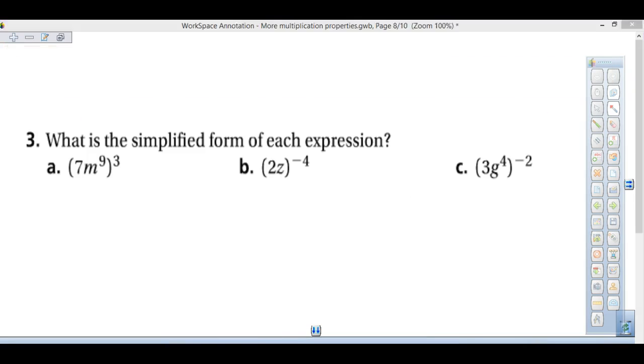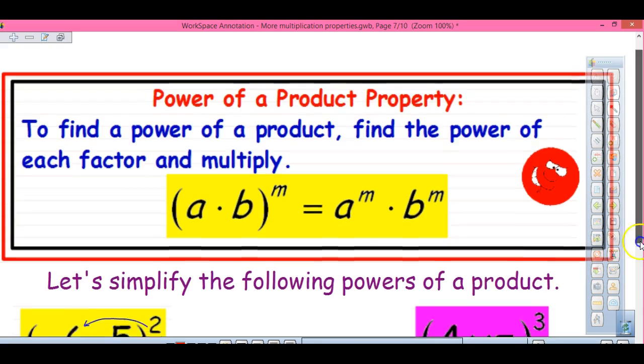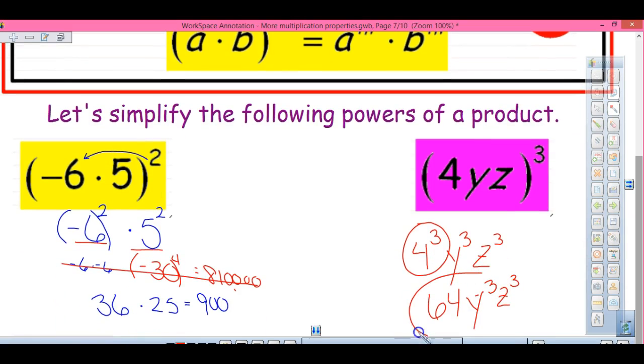Okay, next one. That's all you can do, because everything is different. You've got a number, and my y's and my z's aren't the same base. Manning, question? Okay, I'll look at that. Thank you.